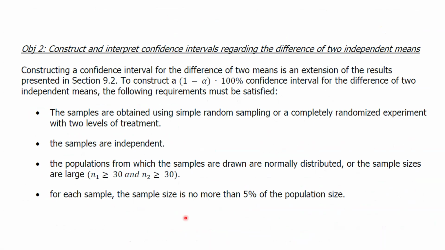Objective 2: construct and interpret confidence intervals regarding the difference of two independent means. Constructing a confidence interval for the difference of two means is an extension of the results presented in 9.2. To construct a confidence interval for the difference of two independent means, the following requirements must be satisfied. These are the same 4 requirements that we've used in previous sections. They're the same requirements as the hypothesis test, so nothing has changed.